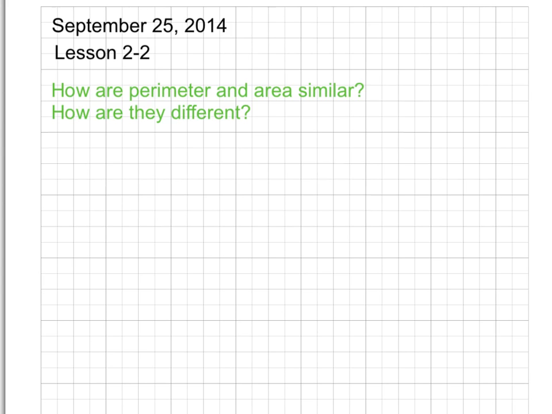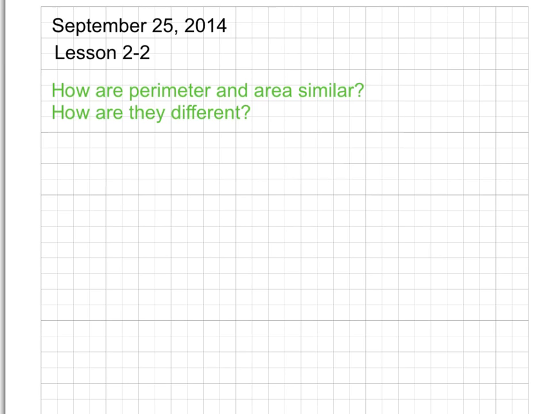And today's question is, how are perimeter and area similar? And conversely, how are they different? I'm going to stop recording and type it, and then it'll show up. If you notice, fifth graders, I paused it and I typed, and now this shows up right here. So how are perimeter and area similar?